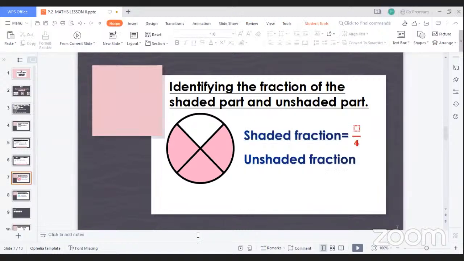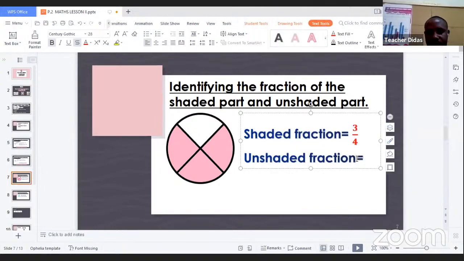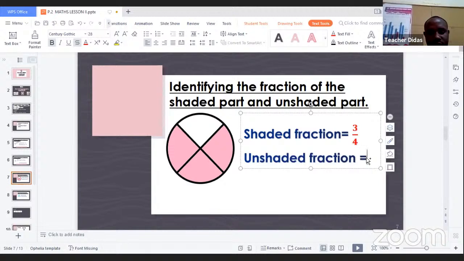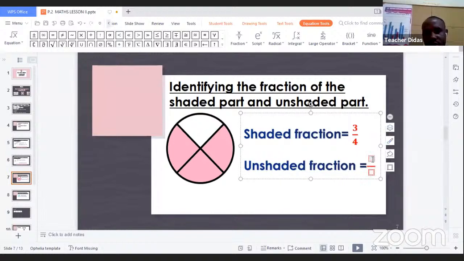Okay, so let's go. Let's count together again. How many are shaded? 1, 2, 3. So the answer is 3. Good. So now tell me what do I put here? What do I do? Like the way we did it together. That's what I want you to do.